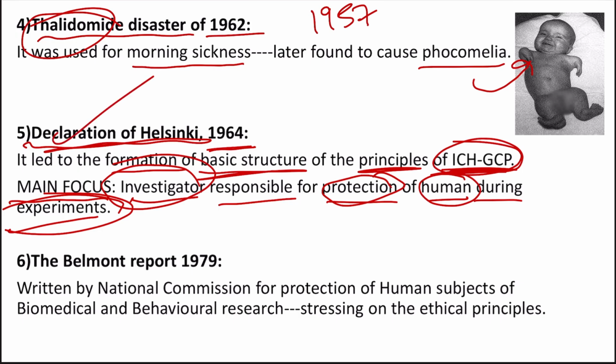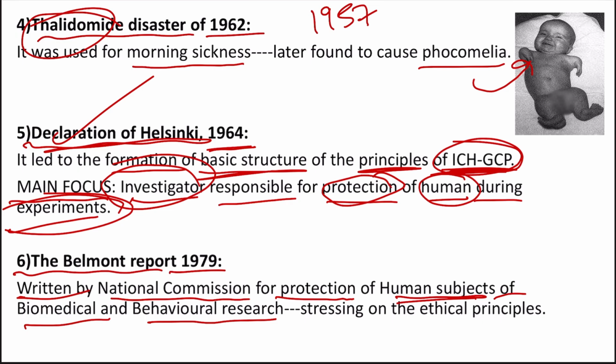Then we have the Belmont Report in 1979. It was written by the National Commission for the Protection of Human Subjects of Biomedical and Behavioral Research, and it was mainly stressing the ethical principles of conducting clinical trials.